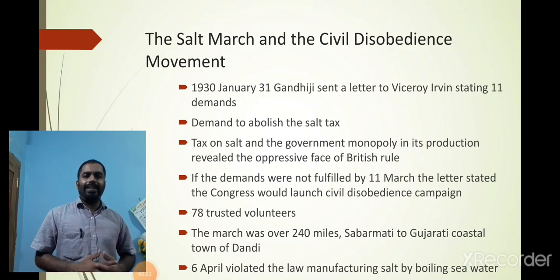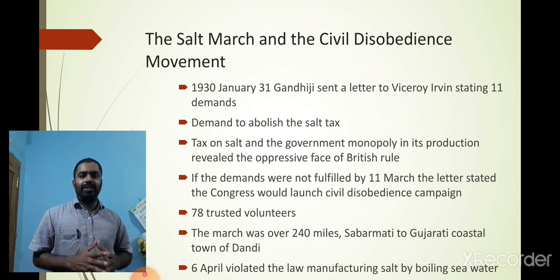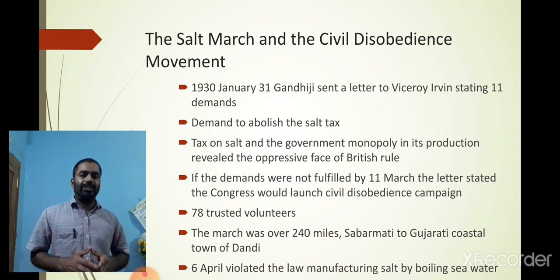Salt March and the Civil Disobedience Movement. On January 31, 1930, Gandhiji sent a letter to Viceroy Irwin stating 11 demands.